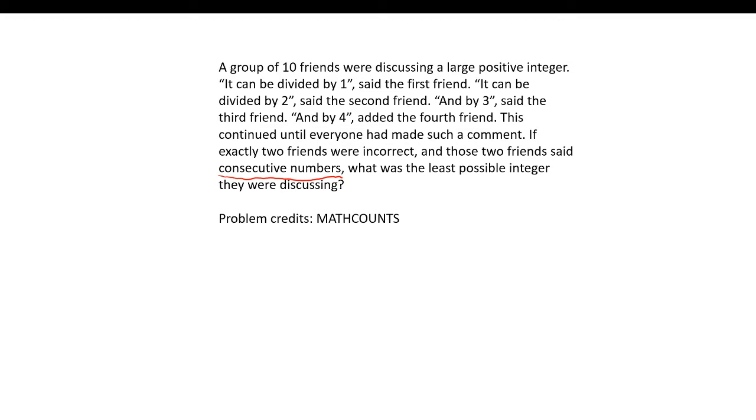And this is pretty easy. All numbers are divisible by 1, so it can't be 1 and 2. We go to 2 and 3. Well, if it's not divisible by 2 and 3, it's not divisible by 6, so it can't be that. What about 3 and 4? That means 9 is not correct, and that means 8 isn't correct, so it can't be 3 and 4. And it can't be 4 and 5.